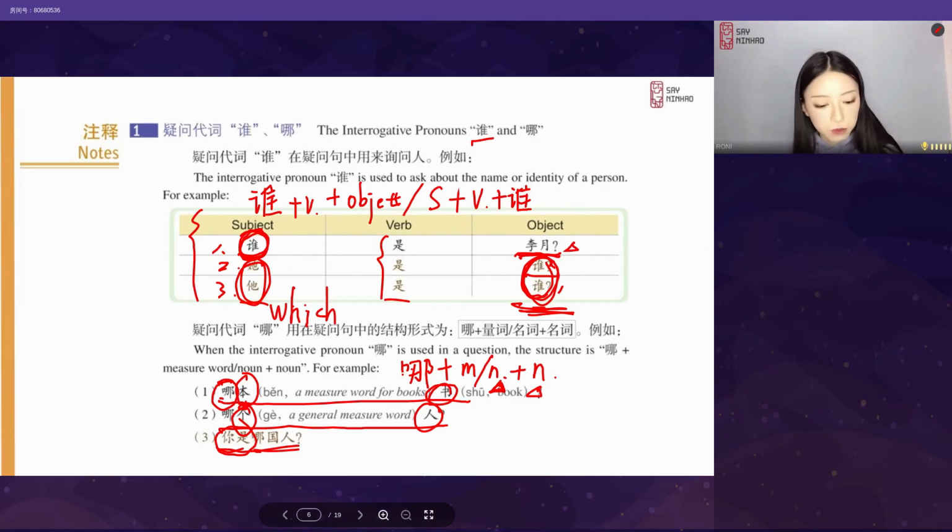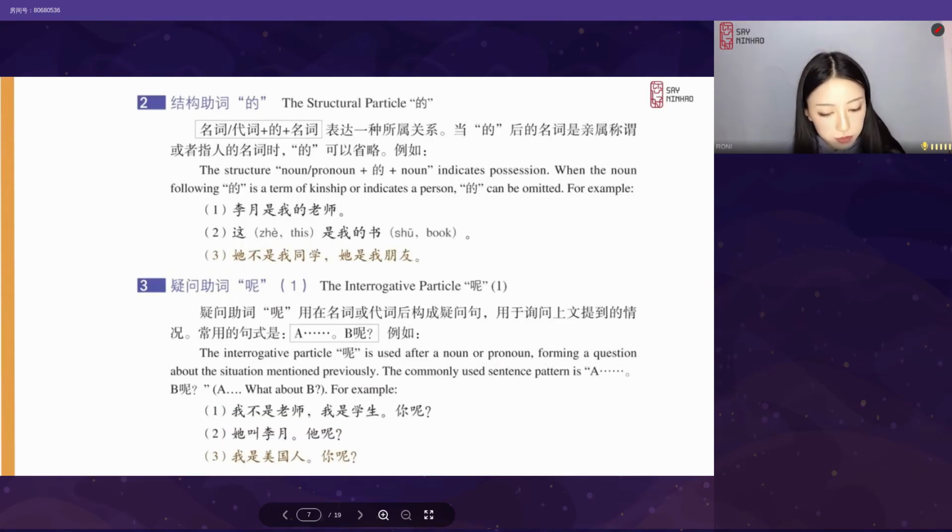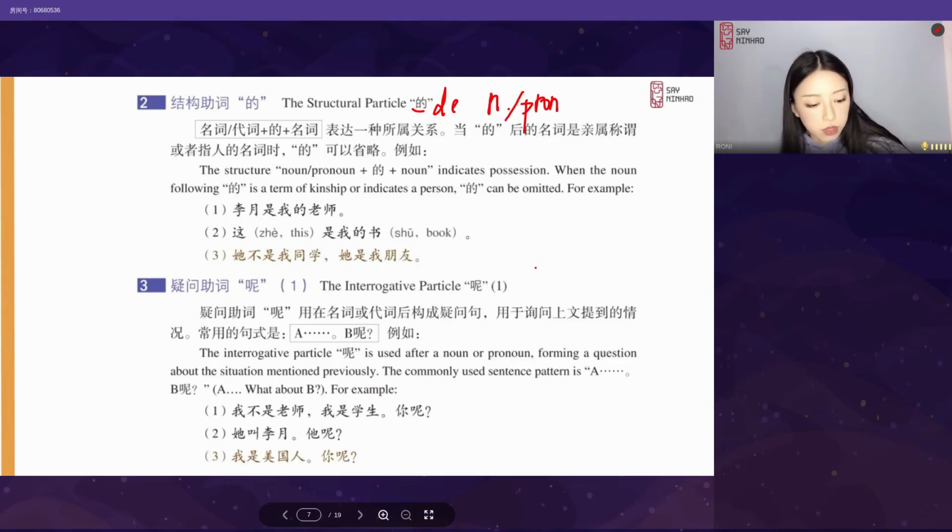Okay, now let's move on to the next part. Next language point is the structural particle 的, which is neutral tone. Don't forget it, neutral tone. It indicates possession, that something belongs to something or somebody. The structure of it is the noun or pronoun plus 的 and plus a noun.